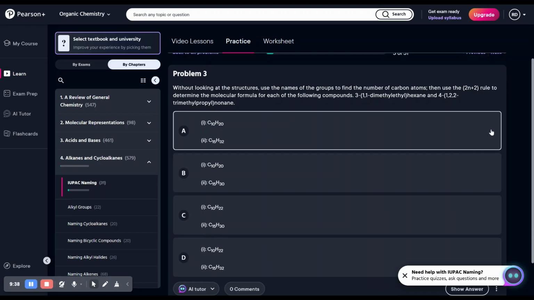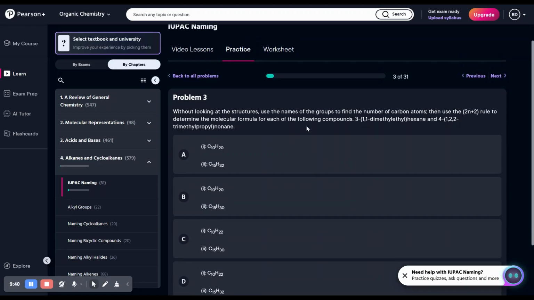Okay, so this question is a little different than what we were working on. This is asking us to find the number of carbon atoms from just the names instead of giving us a structure, and then to use the 2n plus 2 rule to find out how many hydrogens we have. So let's start with the dimethyl ethyl hexane. First of all, let's start with hexane. Hex is the prefix for 6 carbons. So we know we have 6 off the bat. I'm just going to write 6 up here in my little toolbar so I can keep track of all this.